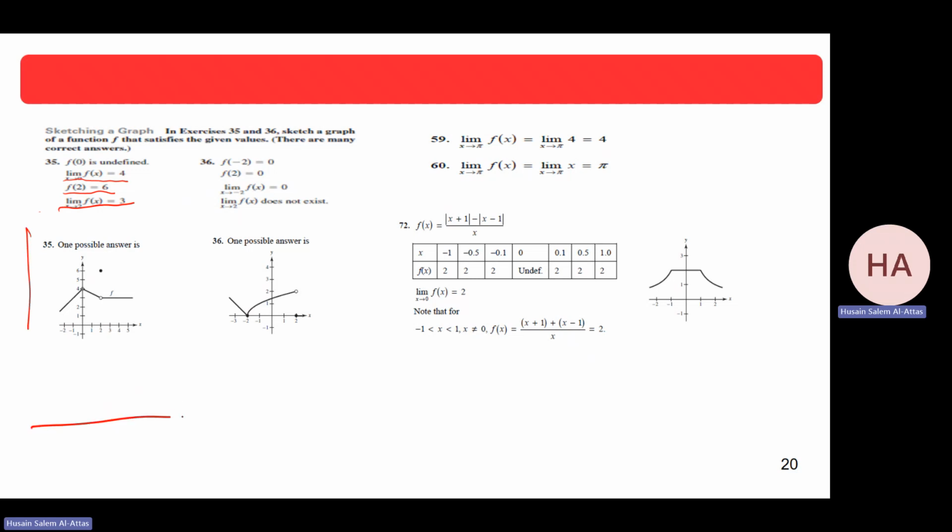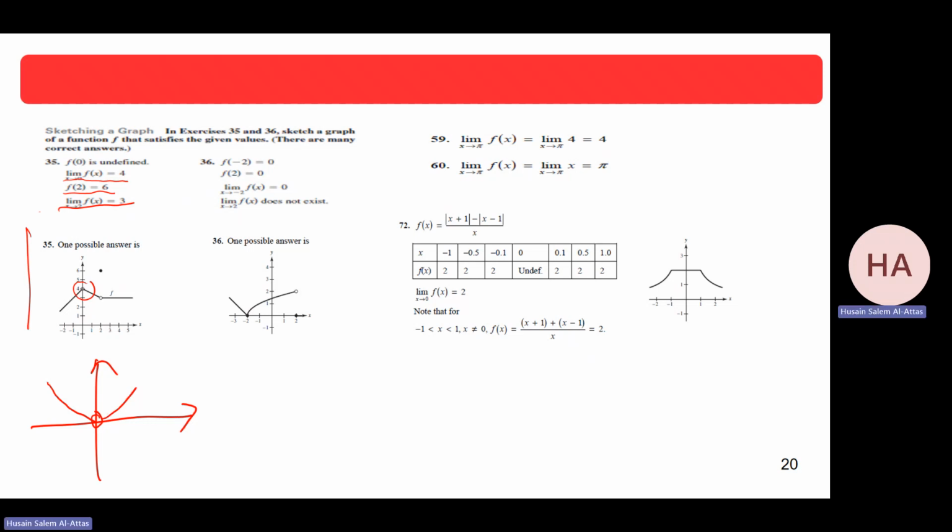We can do another one. When he says f of 0 undefined, but the limit exists, at 0 what will happen? The function can do something like this. At 0 undefined, make it open, but the function continues like this. Notice the same thing: at 0 it is undefined, there is an open circle, but right equals left at 0. You can do it this way or that way.